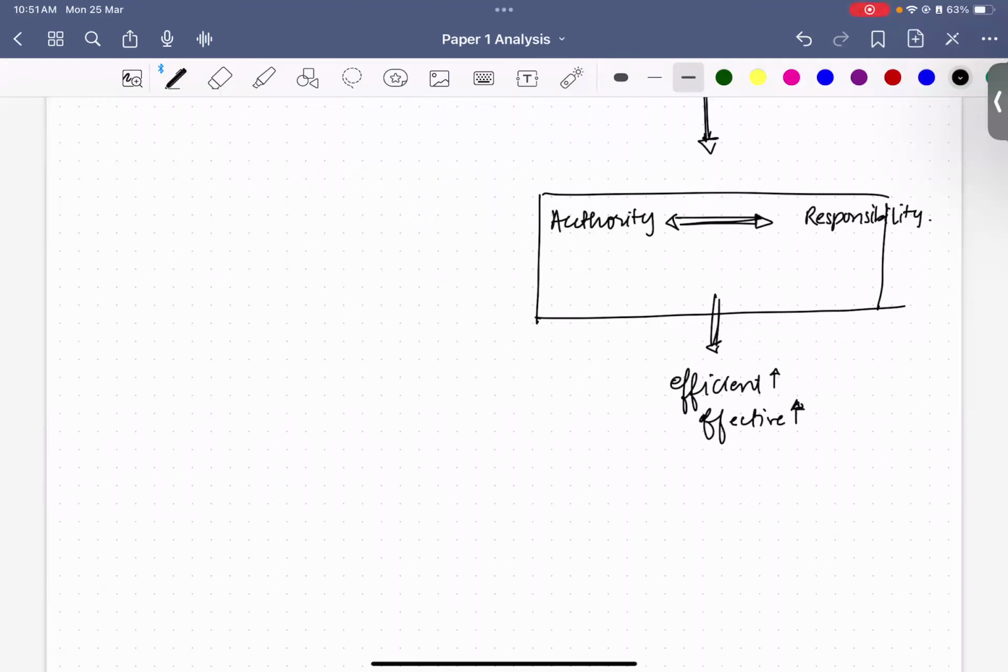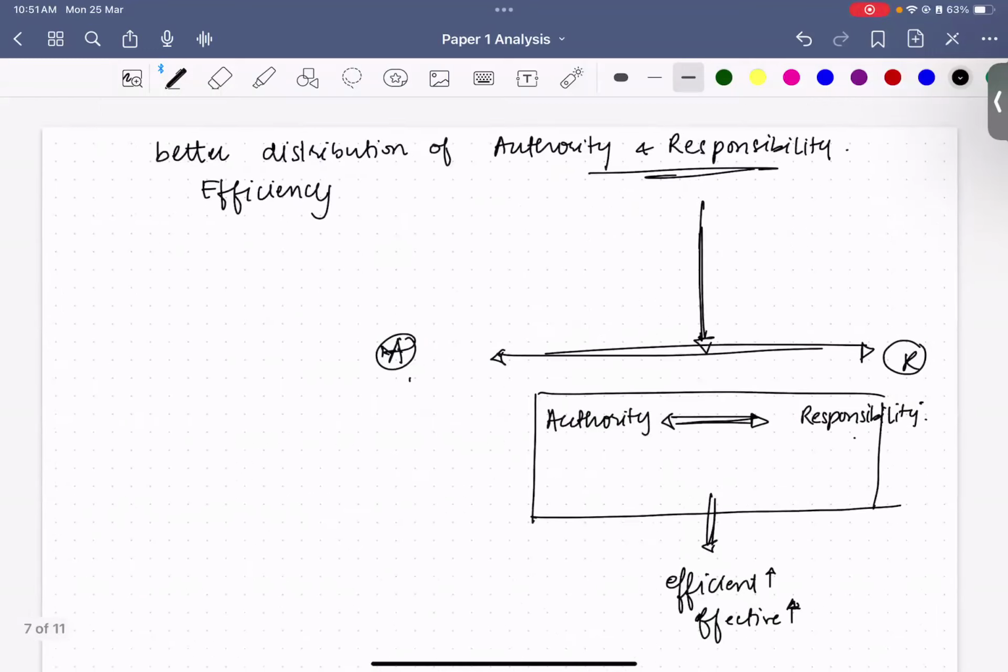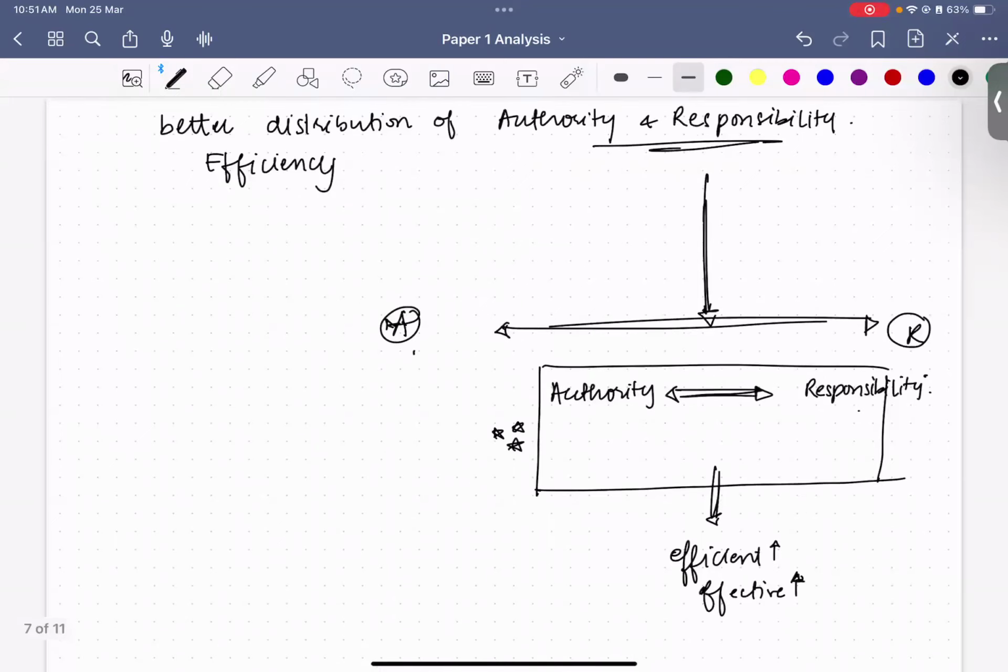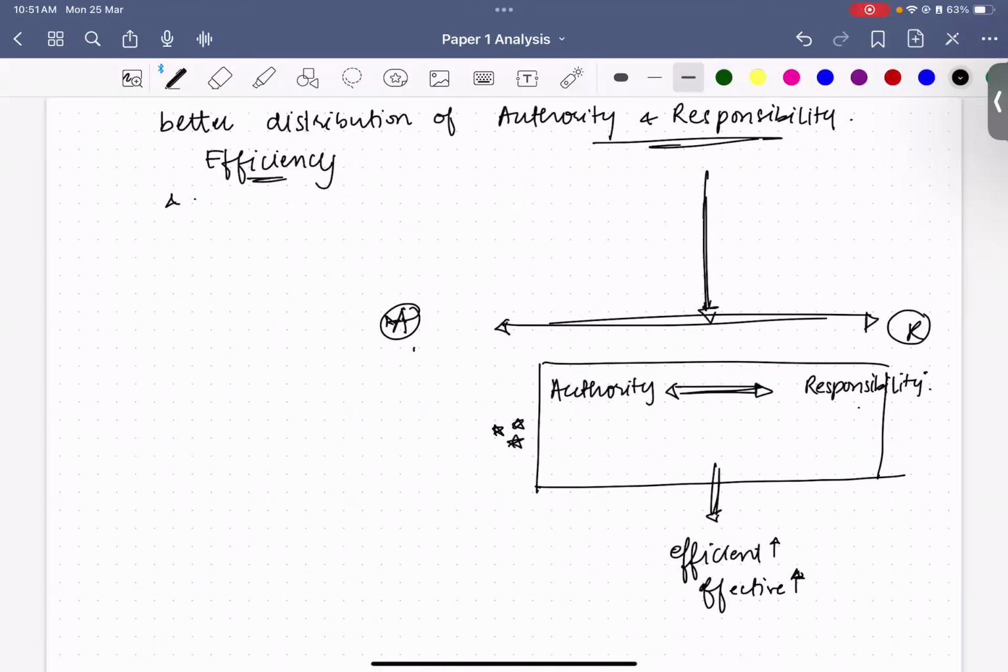The bigger the gap, if authority is over here and responsibility is over here, then the gap is increasing. Okay, by gap I mean that people who have the authority should also be responsible. People who are responsible should also have a little bit of authority. Okay, so this should be done. Any organization which has this kind of mechanism going on will be efficient and effective.